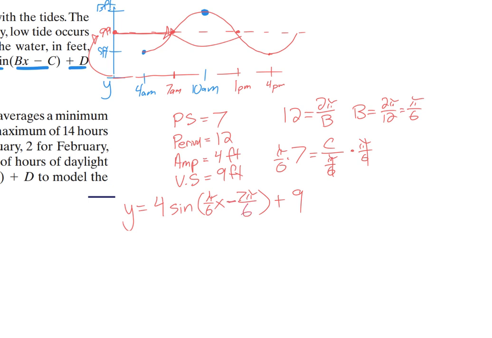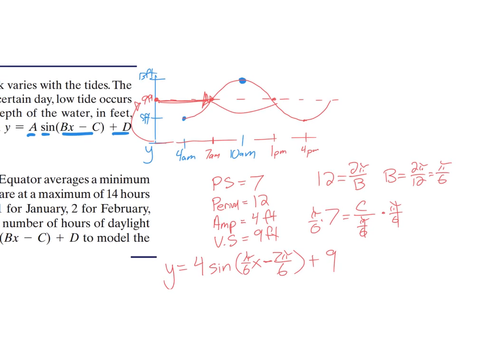Now I put in a negative because I shifted to the right. I could have come up with an equivalent equation by shifting this to the left a little bit as well. But there is our equation. So that's how we can find this equation from looking at a graph, period, amplitude, vertical stretch, phase shift, all of those things, and working backwards.